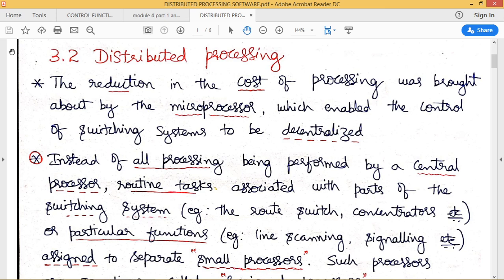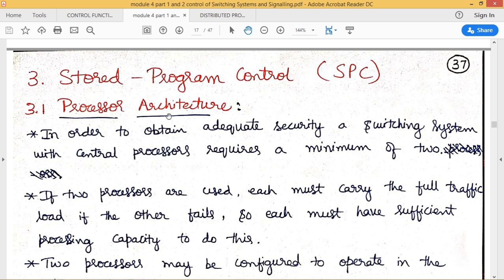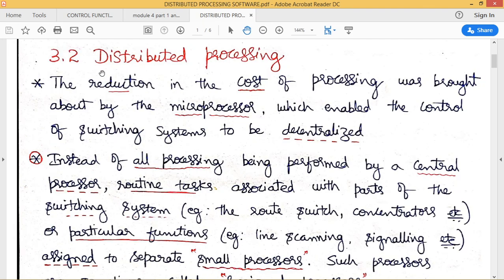So next, let us deal with distributed processing. How processors are distributed inside an exchange, we will discuss in more detail. In our previous lecture, we have seen how processors are placed, or how the process architecture was made inside a stored program control exchange. Now let us deal with how these processors are distributed, how they are working, and how they are coordinating all those things in more detail.